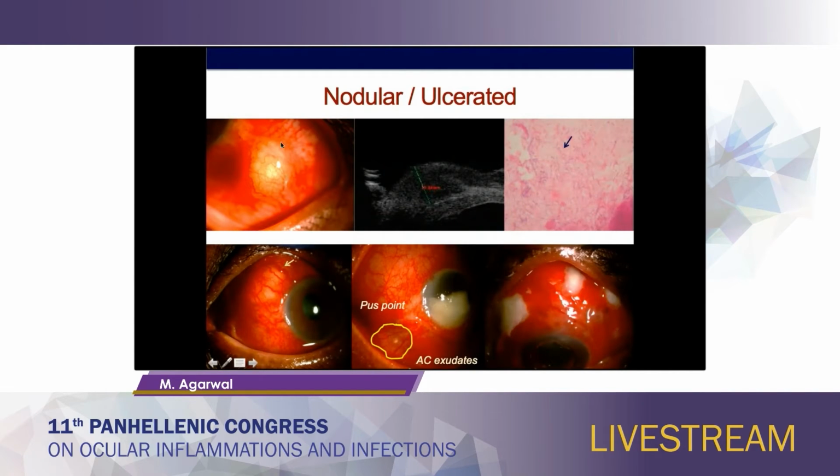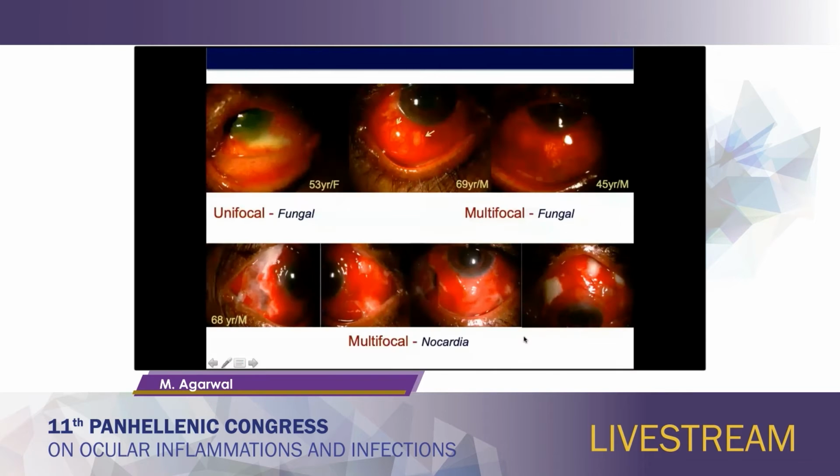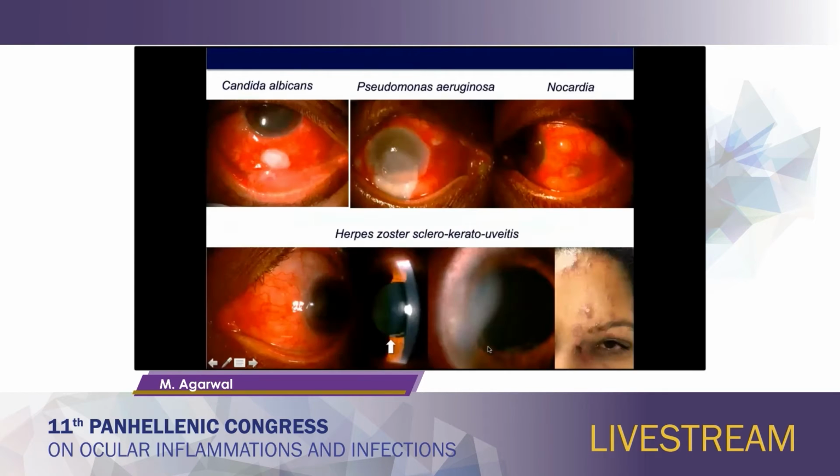As we see here, this is a nodular lesion and the scraping showed nocardia infection. And this is another patient who had a nodule and this is a pus point, but this was a multiloculated lesion with ulcerations over the top. This is another patient where we see it can be a unifocal presentation, or it can be multifocal lesions. As we see here in these patients, there are multifocal nodular lesions. And this is a patient who had multifocal ulcerations, now proven to be nocardia.